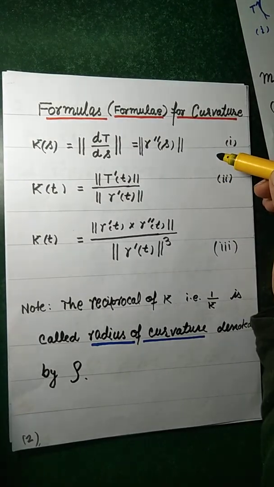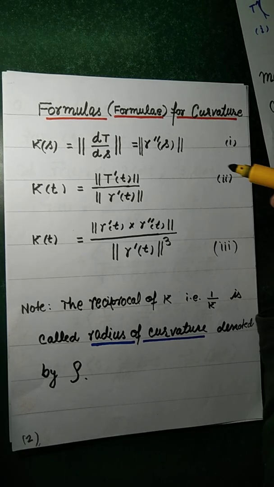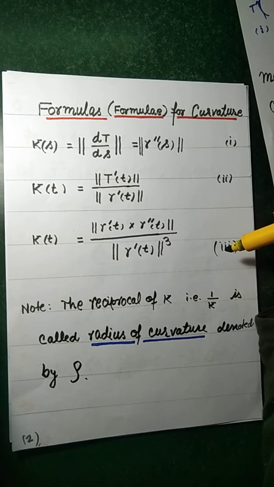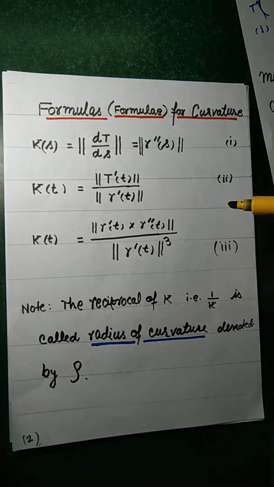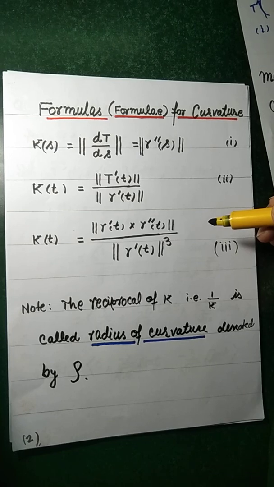Formula 1 is applicable if the curve is parameterized in terms of arc length s. Formula 2 and 3 are applicable for obtaining curvature in terms of a general parameter. For formulas 2 and 3, if r(t) is a smooth vector valued function in 2 space or 3 space, then for each value of t at which r'(t) and r''(t) exist, the curvature kappa can be expressed by these formulas 2 and 3.